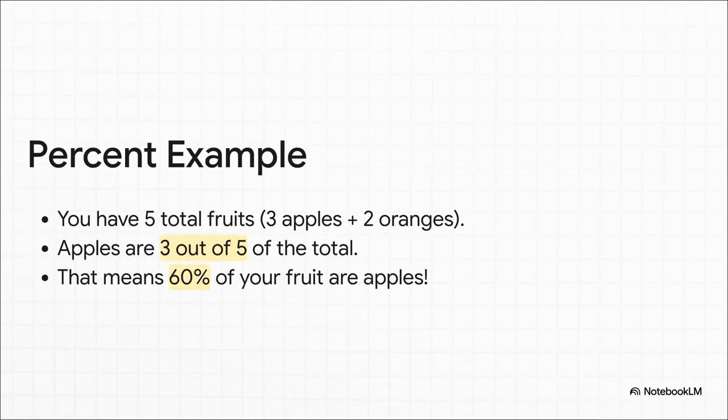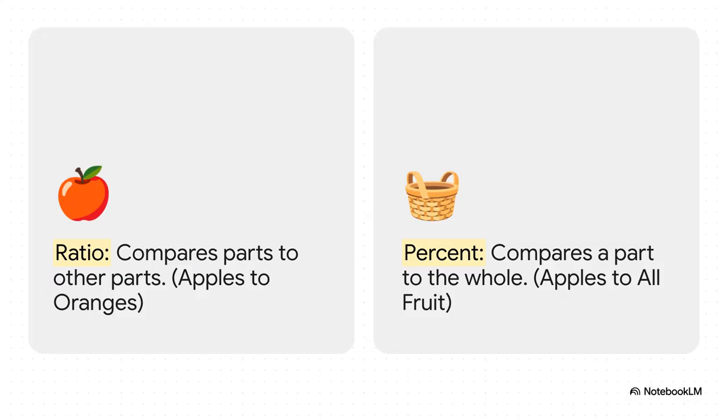So let's go back to our fruit. We've still got those 3 apples and 2 oranges, but this time we're asking a new question. Not apples to oranges, but apples to all the fruit. So that's 3 apples out of a total of 5 fruits, and 3 out of 5, well, that's 60%. So you see the difference, right? The ratio tells you it's 3 apples for every 2 oranges. The percent tells you that 60% of all your fruit are apples. It's the same truth bowl, just 2 different ways of looking at it.